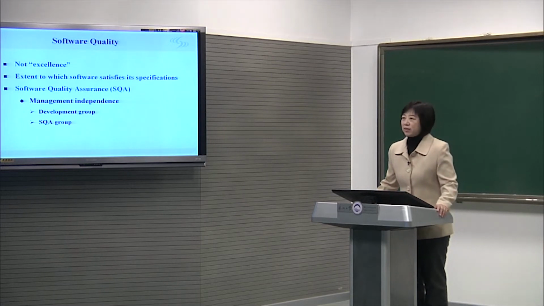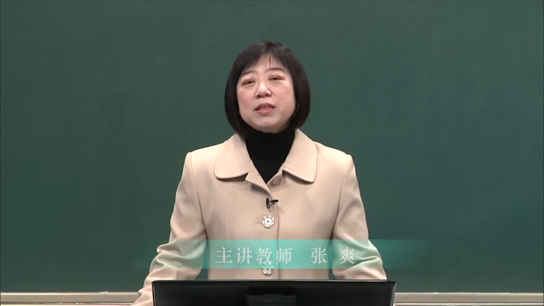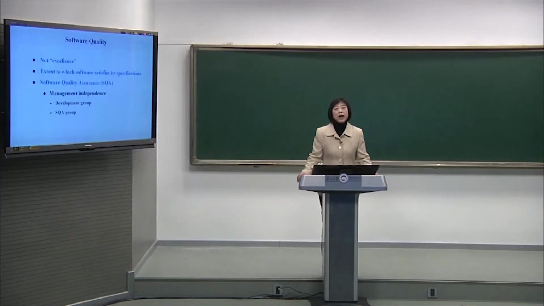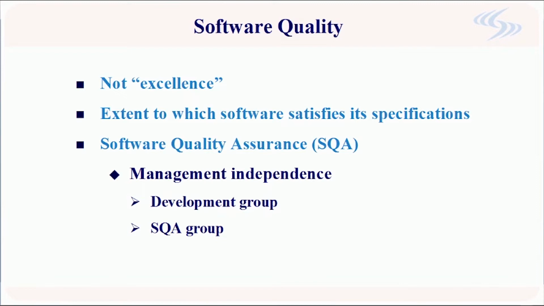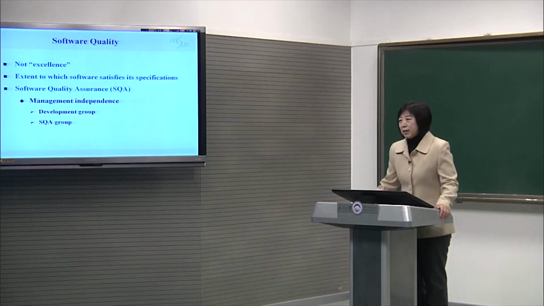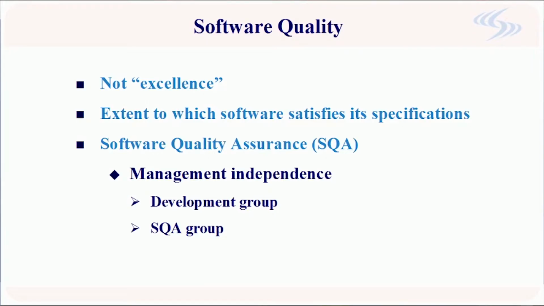First, software quality. Just as we have mentioned before, software is just like other concrete physical entities. It also has the issue of quality. As far as we know, some other concrete physical entities really have excellent quality, such as televisions, computers, and so on, right? But it's not the same with software. That means software is far from excellent. The definition of the quality of software is the extent to which software satisfies its specifications.